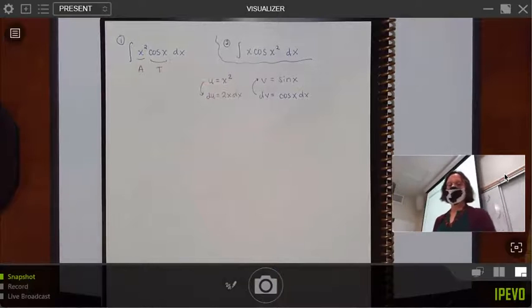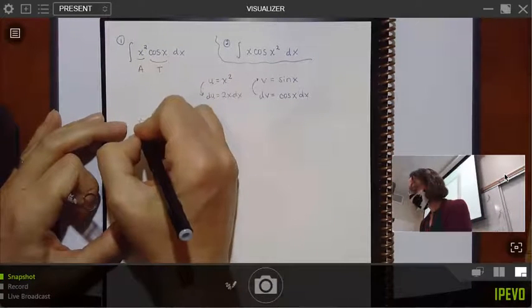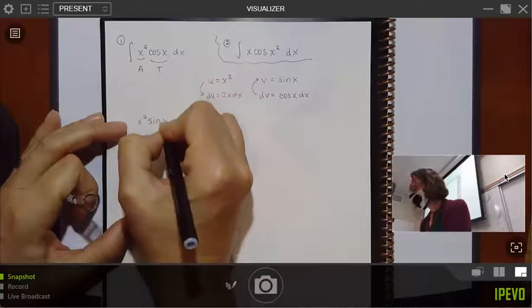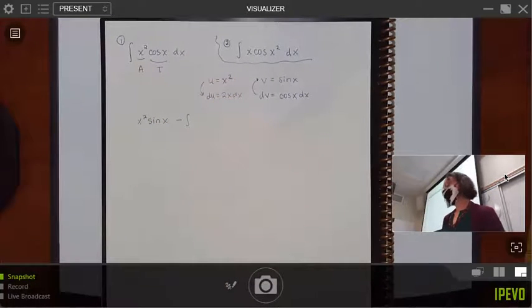and when I put all of that together, I've got u times v minus... How do you know v is positive sine of x? Because I thought it was negative.